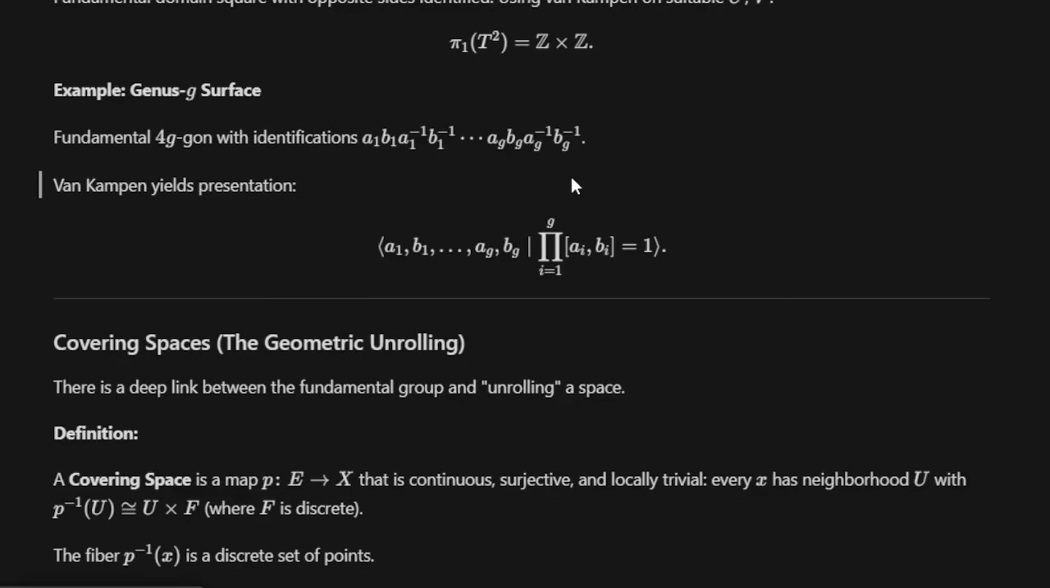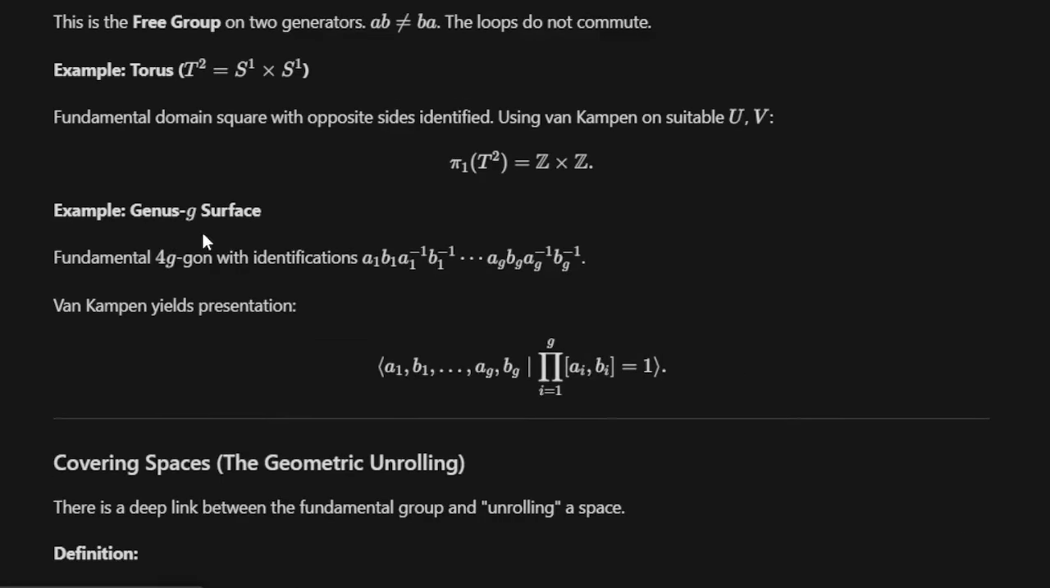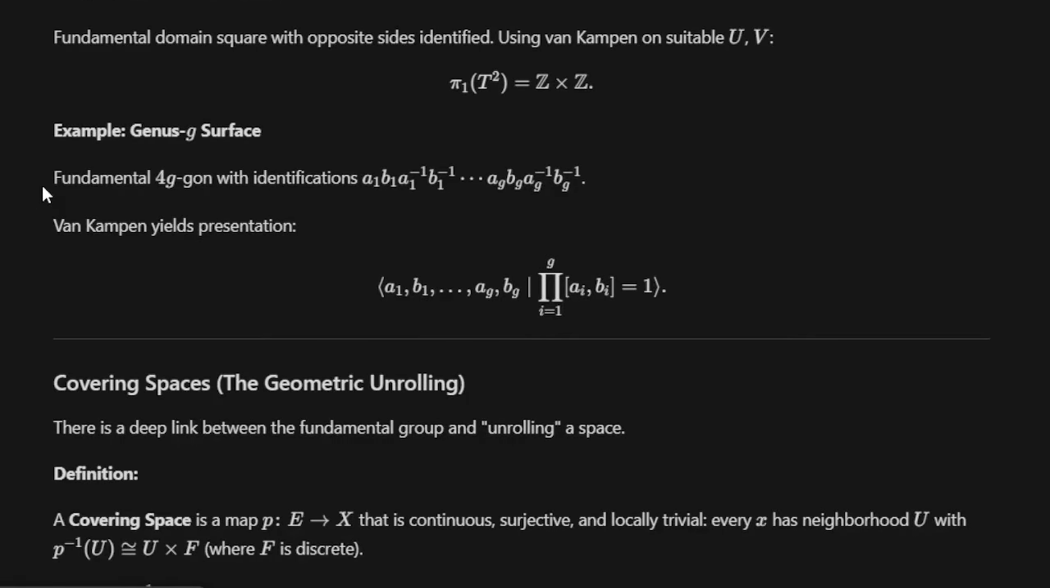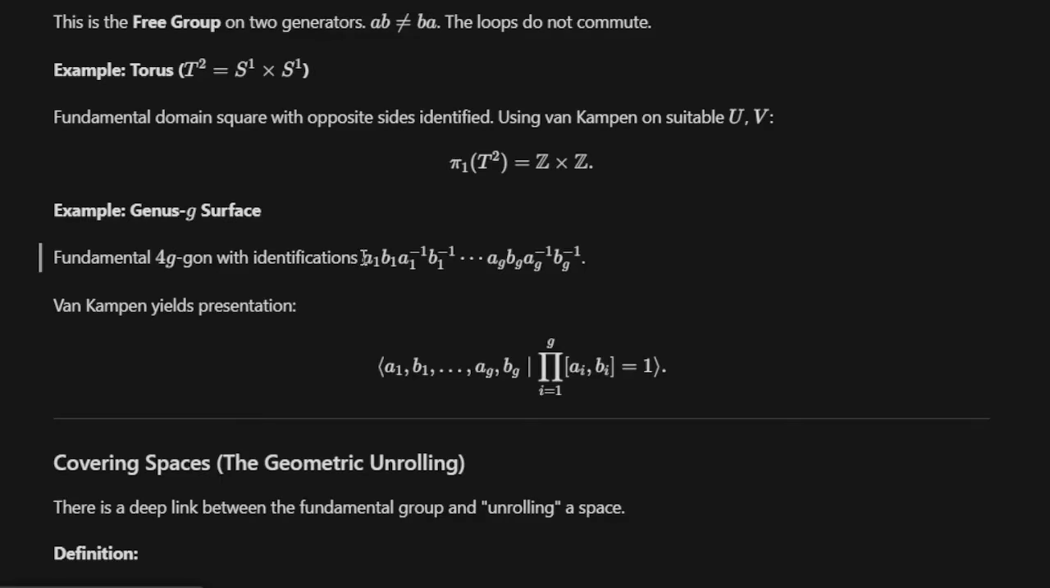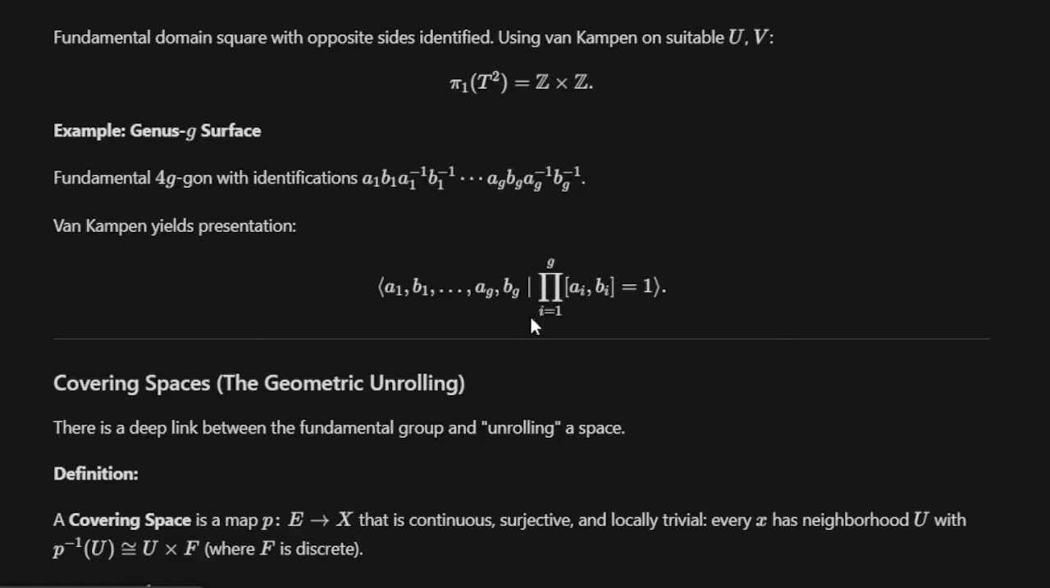It's just the product of the integers. Okay. There's also a genus G surface. So a 4G-gon is identified with, of course, these generators here, A1 times B1 times the inverse of these, and again with Van Kampen, we can just identify this as products.